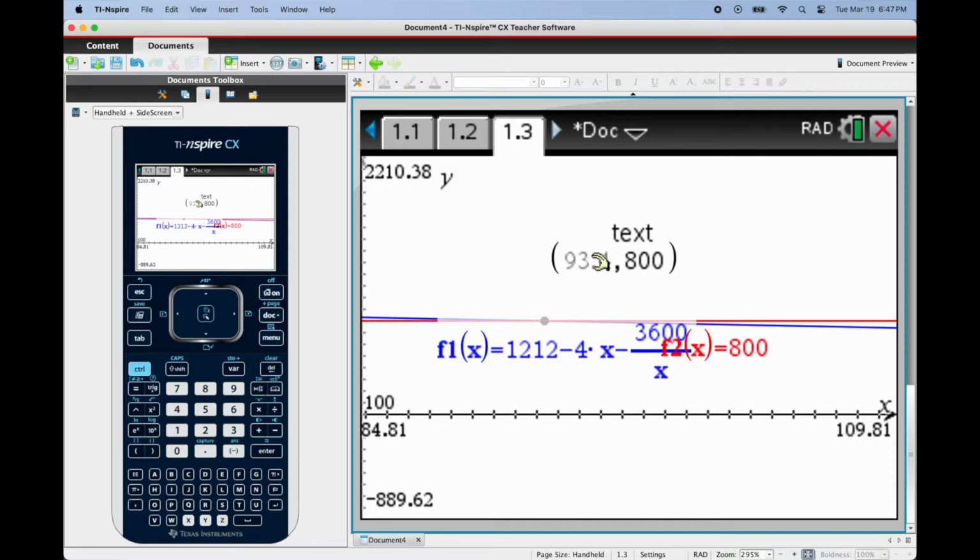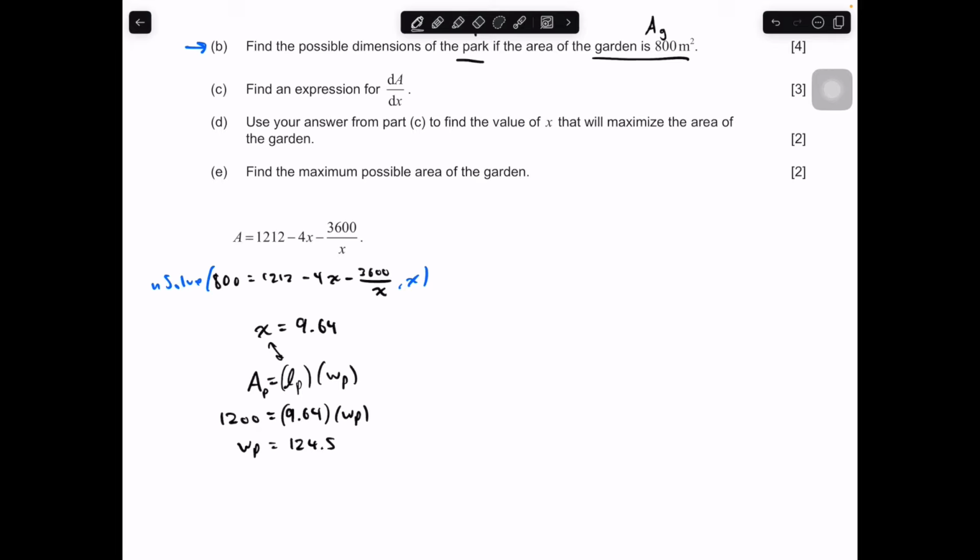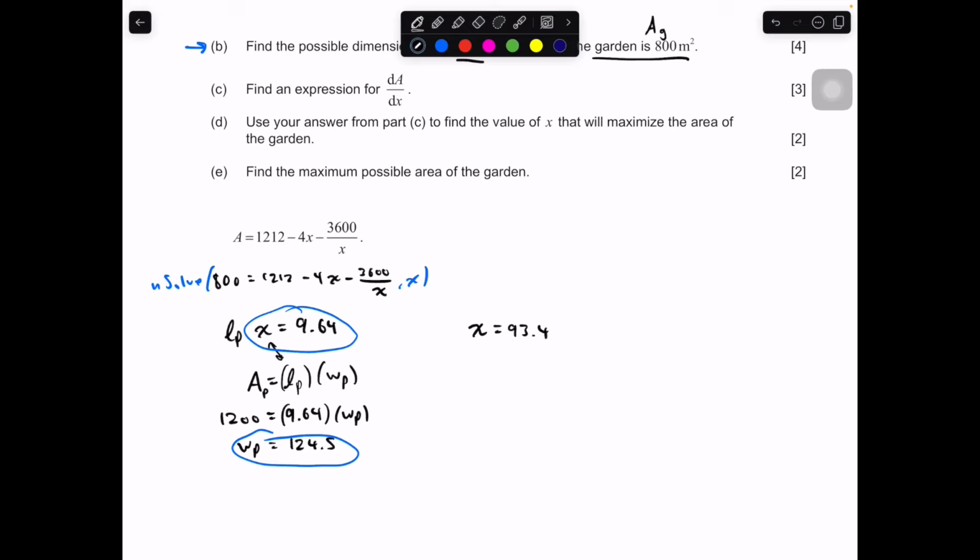So going back to the document for a sec, when they say find the possible dimensions, it's possible that we have 2 solutions. So we do actually have 2 solutions. X could also be equal to 93.4. So this is one pairing. If x is equal to 96.4, that is to say the length of the park is equal to 96.4, the width could be equal to 124.5.